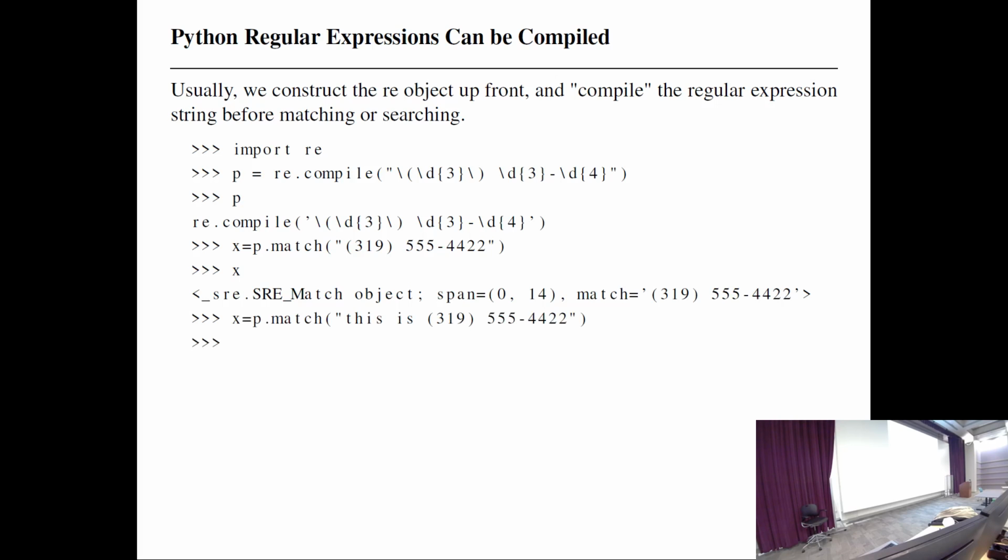If I try match here with the same pattern, notice that once I've compiled the pattern, I can use it as many times as I want. So I can call p.match on a different string, and this actually will return none. Why? Because I'm using the match method, which starts searching at the beginning of the string. And the pattern I compiled up there doesn't match this, because it starts looking for a left parenthesis. So that fails and returns none.